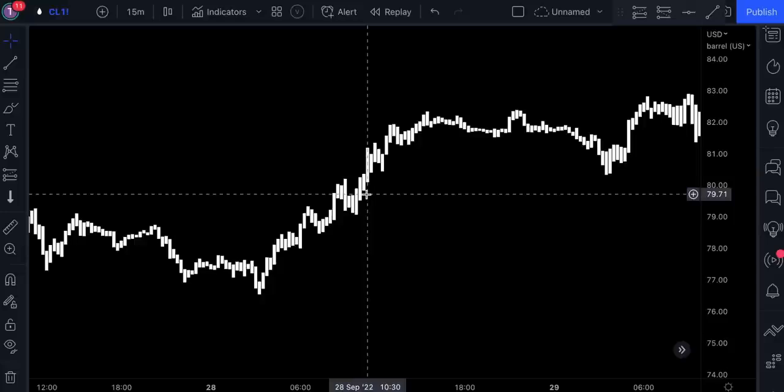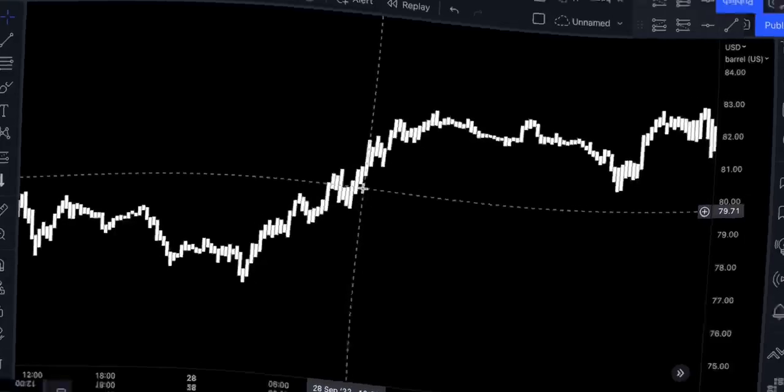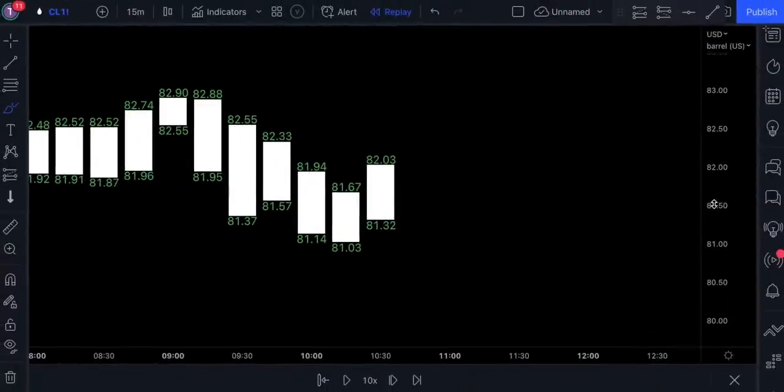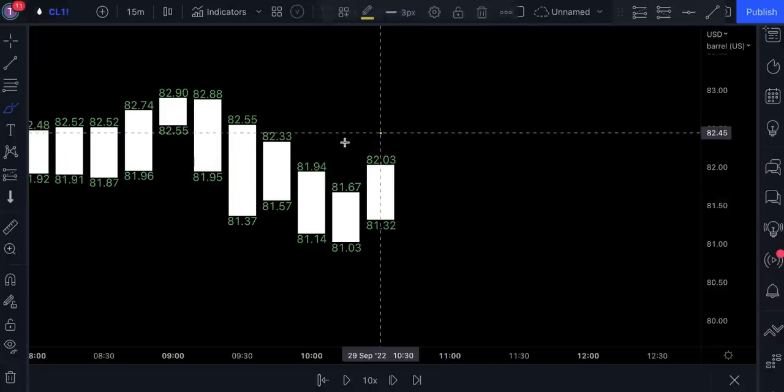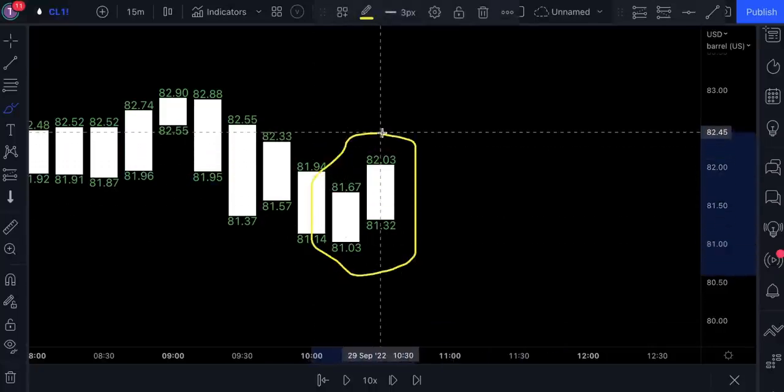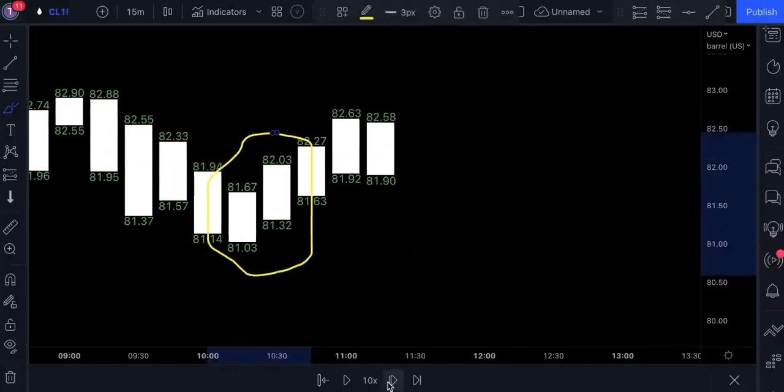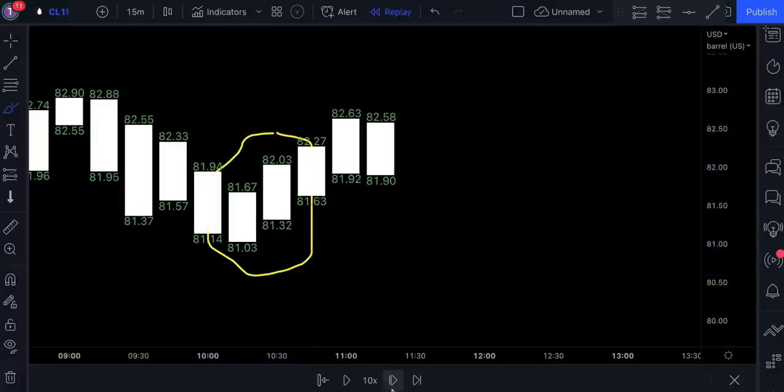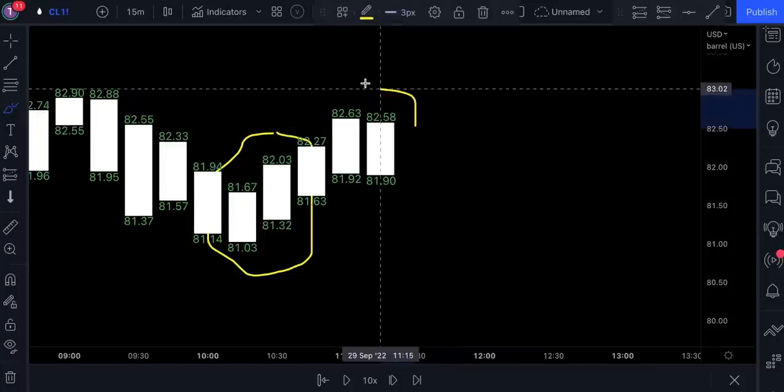Okay, now let's actually understand how to read these candlesticks. So when the high and the low of the recent candlestick is higher than the high and the low of the previous candlestick, the market is in a bullish momentum. This means that the buyers are controlling the market. On the other hand, when the low and high of the recent candlestick is lower than the low and high of the previous candlestick, the market is in a bearish momentum. This means that the sellers are controlling the market.